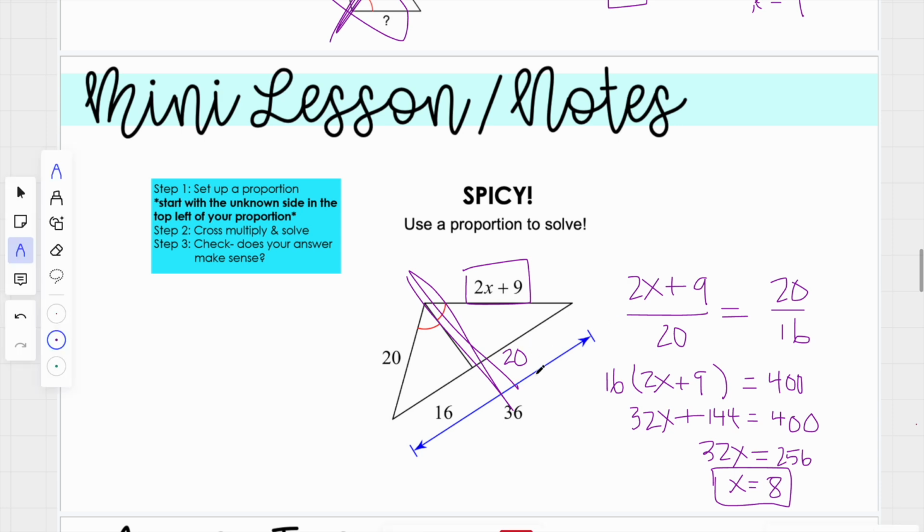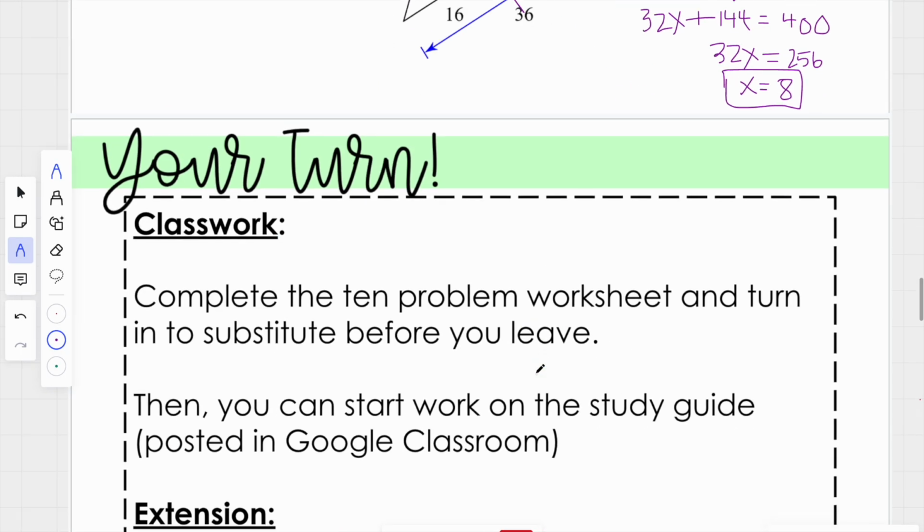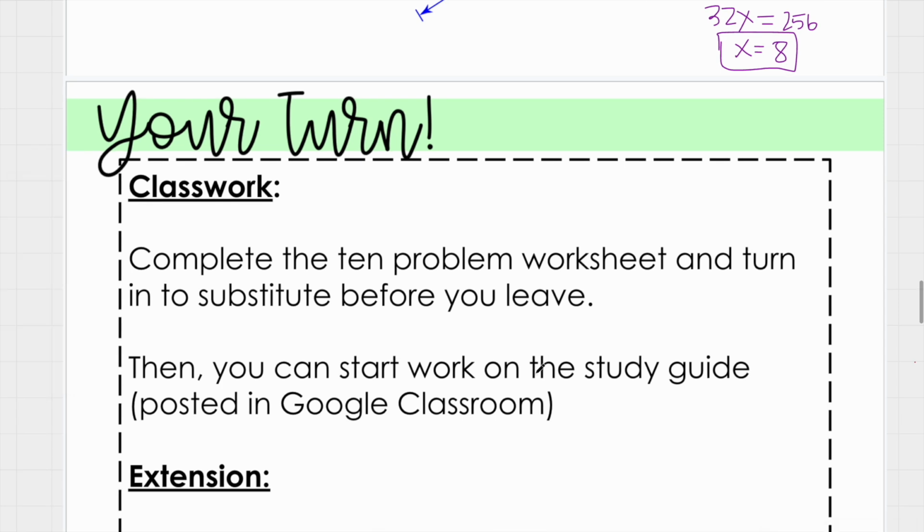Okay. All right, so what you're going to do for the remaining time is you're going to complete the 10 problem worksheet and turn it into the substitute before you leave. It needs to be turned in before you leave. Not going to be taken late. Okay. And then I will see you tomorrow.